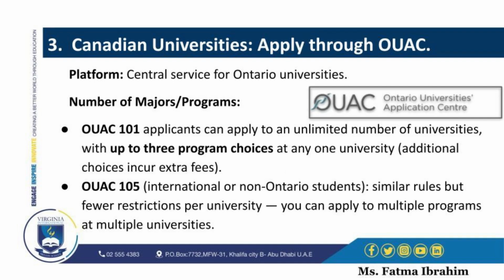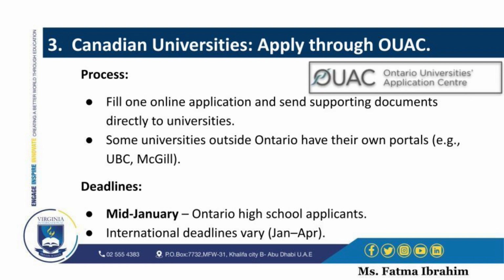Now, let's move to Canada. If you're applying to Ontario universities, you'll probably use OUAC. For Ontario high school students, that's OUAC 101. You can apply to as many universities as you like, but only up to 3 programs per university before extra fees kick in. For everyone else, including international students, it's OUAC 105. Still flexible, but with slightly different rules. With OUAC, you fill out one application but send supporting documents like transcripts directly to each university.